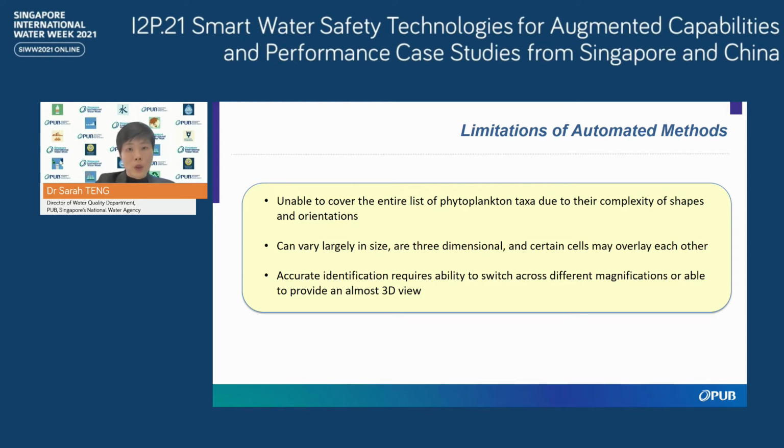Having said that, we know it is important that we leverage automated platforms to conduct such laborious testing processes. It will increase the overall productivity as well as give us a higher throughput in our monitoring. But we also know that there are still challenges with all these automated platforms, especially for phytoplankton analysis, because it's not a very straightforward analysis itself.